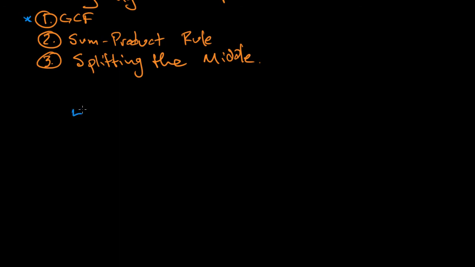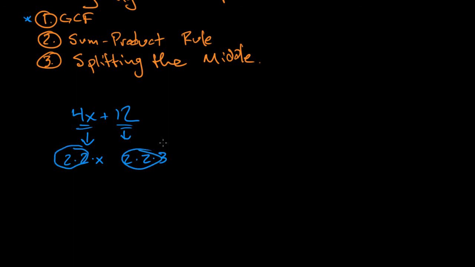Any expression, such as, let's say, 4x plus 12, that's made out of more than one term, so 4x and 12 are terms, can possibly be factored by the greatest common factor if the terms share a common factor other than 1. In this case, if I took the prime factorization of each of the terms, I'd have 2 times 2 times x and 2 times 2 times 3 for 12. Well, in common, 4x and 12 have 2 2's in common. 2 times 2 is 4, so I'm going to put those two 2's out here as 2 times 2, and then I'm left with x from the first term and 3 from the second term.